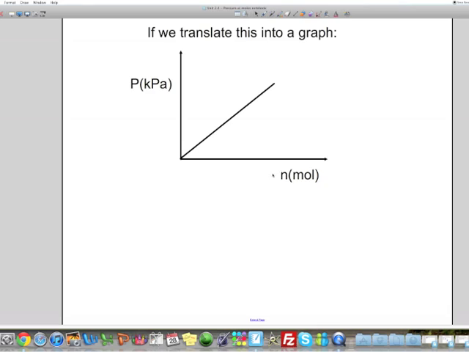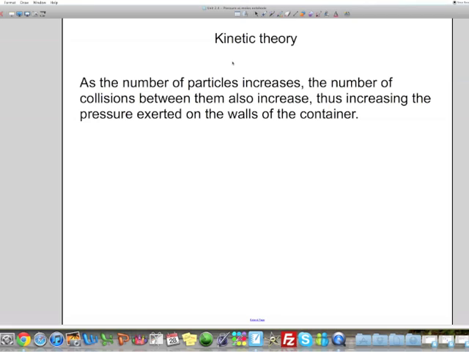Why? Because if there are no moles of matter, if there is no matter, there are no collisions, and therefore there cannot be pressure, since we know that pressure is exerted by collisions between the gas particles and the walls of a container, for example. So no matter, no collisions, no pressure. So we have the line starting at the origin of the graph. From the kinetic theory point of view, if the number of particles increases, the number of collisions between them will also increase, and that increases the pressure, right?